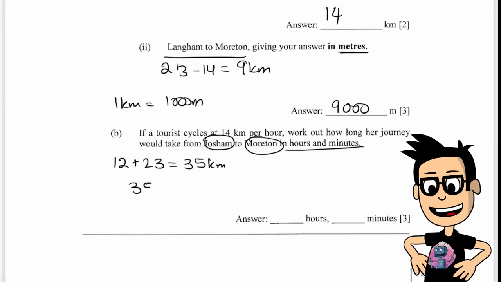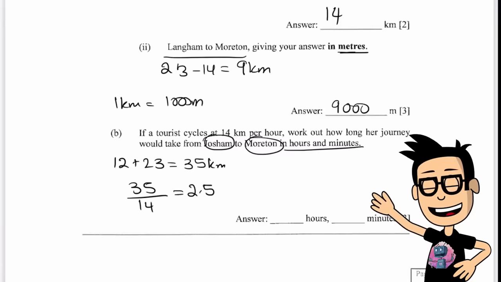I then need to divide 35 by 14. And that's again my distance divided by my speed. And that will then give me my time, which will be 2.5 hours. So that's 2 hours and 30 minutes. And there we are.